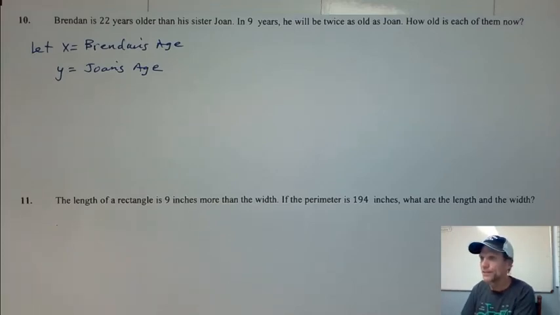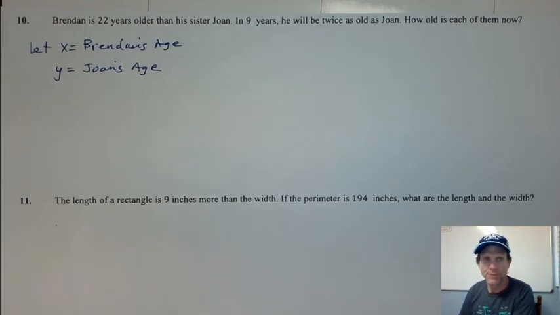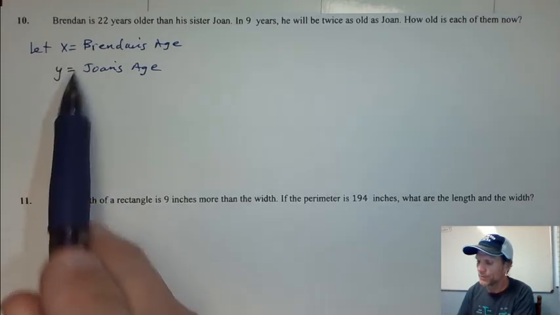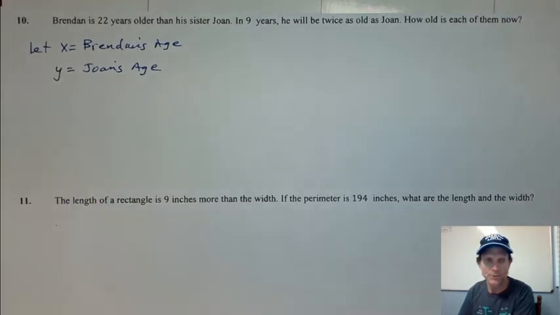All right, looking at number 10 in 9.4, it talks about the age of Brendan and his sister Joan, and it says that Brendan is 22 years older than his sister Joan. So what I did is I let x equal Brendan's age and y equal Joan's age.